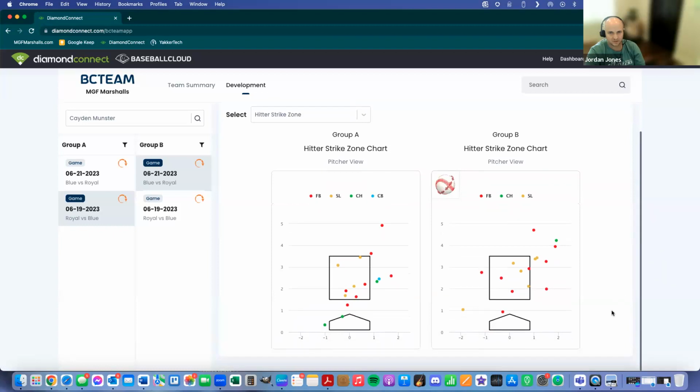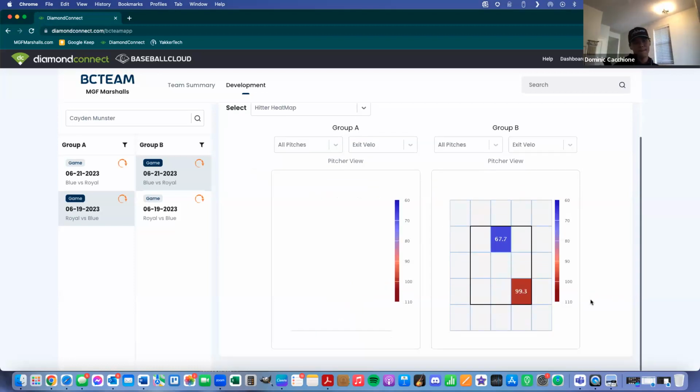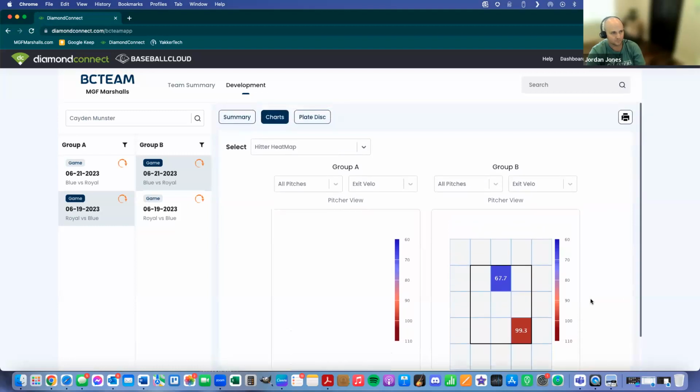What is this telling us? Hitter strike zone chart, where he was pitched in game A to game B. Okay. And heat map from game A and game B. Yeah, it kind of shows his damage percentage, so you can see if those are changing between the two games, right?